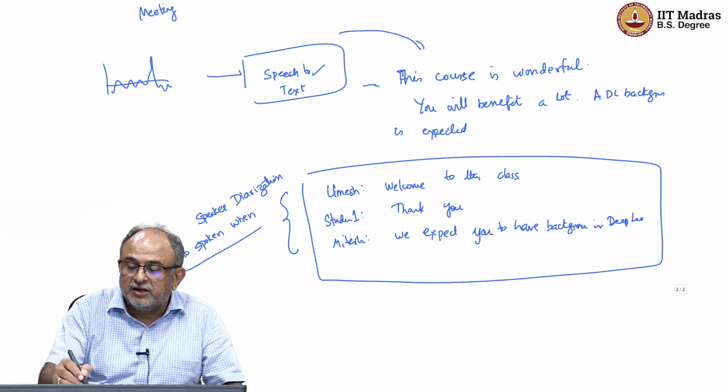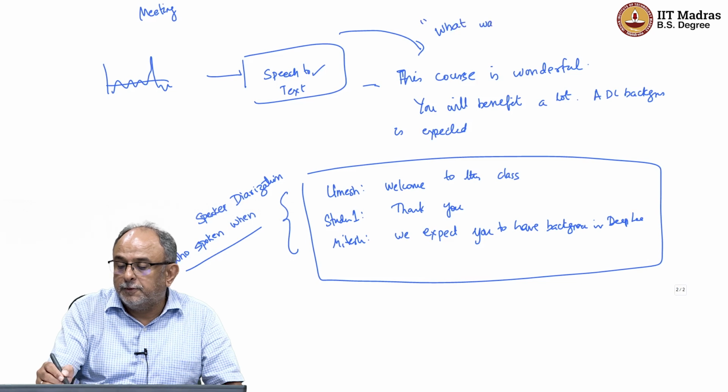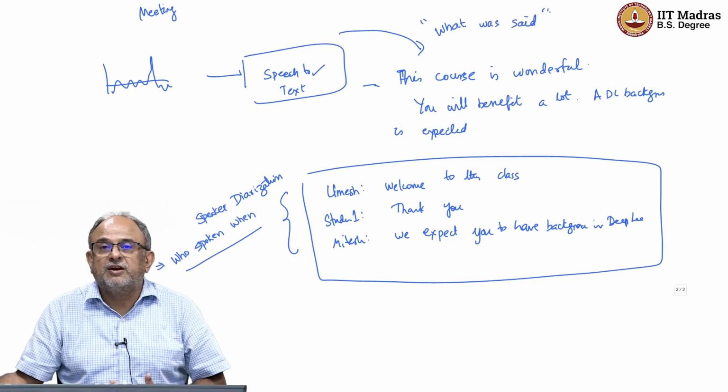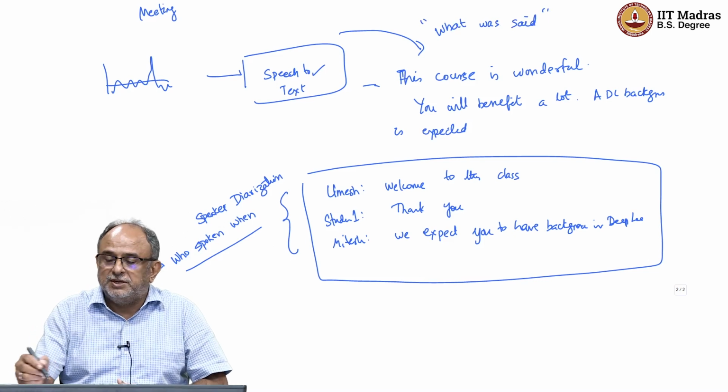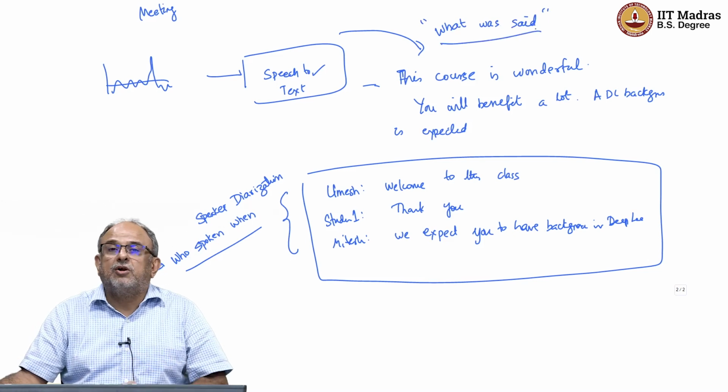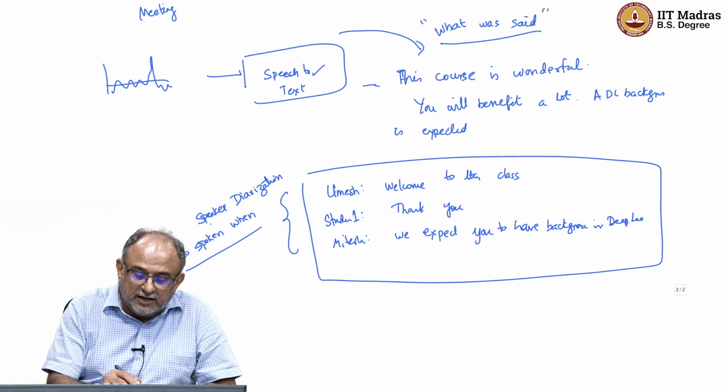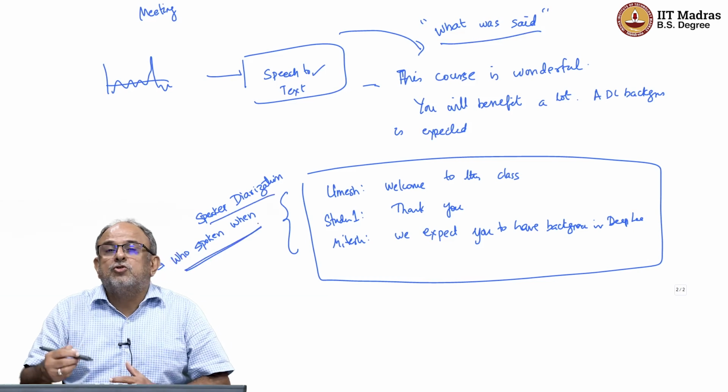Okay, so speech to text is what was said. That is the basic idea of speech to text. Given a speech signal, what is said in the speech signal? What is the text in the speech signal? Okay, that is the goal of speech to text. In speaker diarization, it is who spoke when.